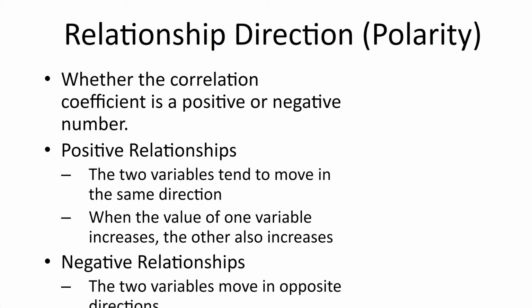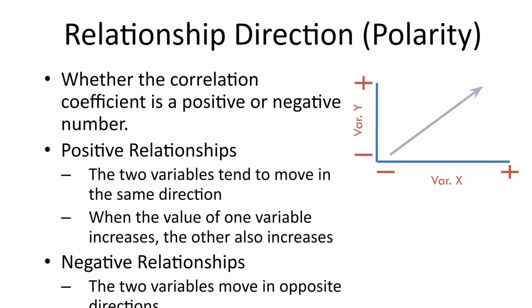That other thing that it tells us, the direction, the polarity, whether it's positive or negative, tells us how these two variables are related. So if it's a positive correlation, then as one variable increases in value, the other one will also increase. And then of course a negative relationship would be the opposite. When one variable goes up in value, the other one goes down.